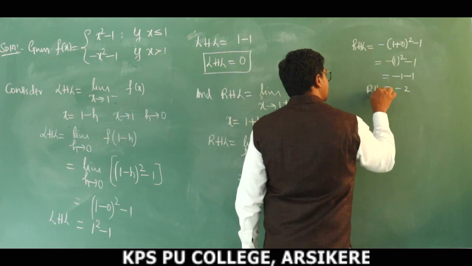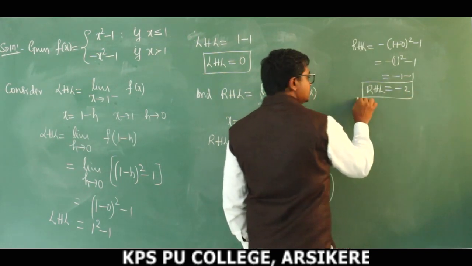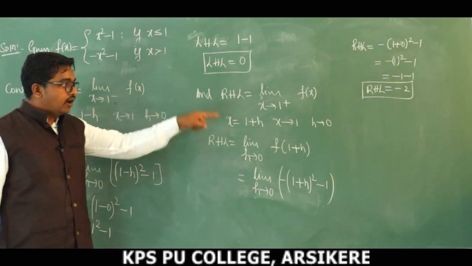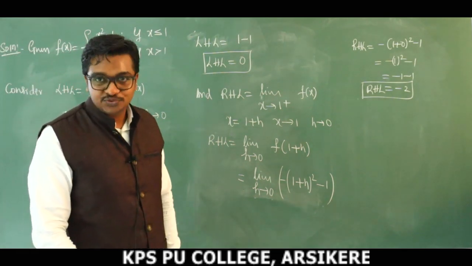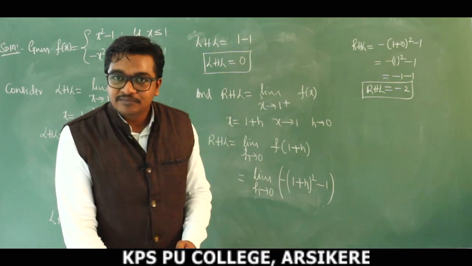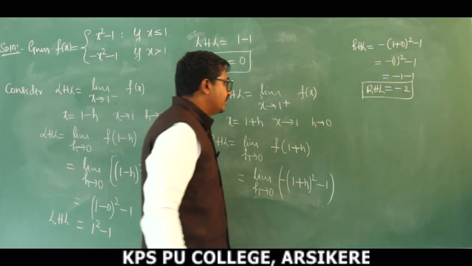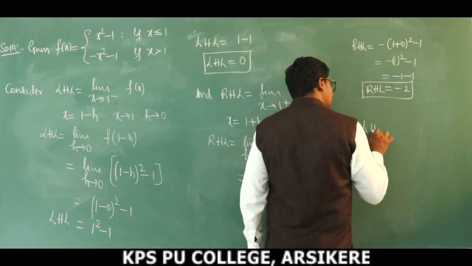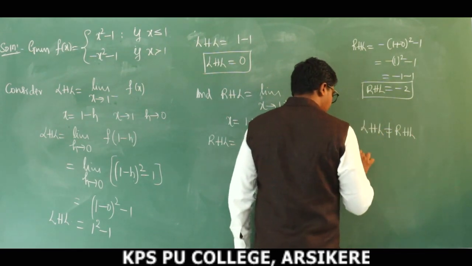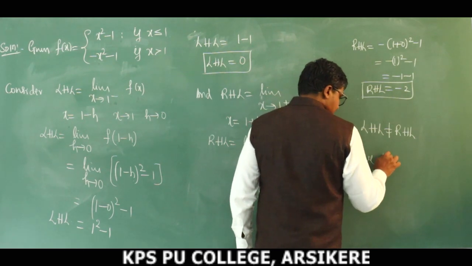This is RHL. Just remember, in the previous method also we obtained left hand limit as 0 and right hand limit as minus 2. Limit exists means both are equal, but here they are not equal. Hence LHL is not equal to RHL. Hence limit does not exist.